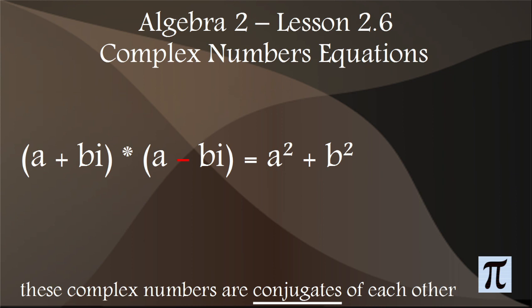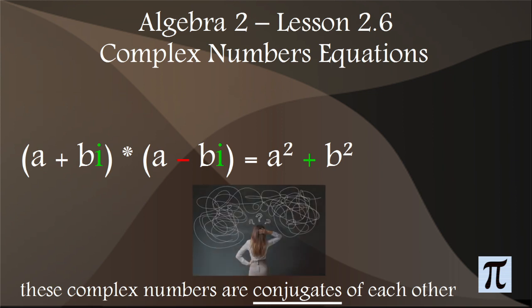This almost looks like a difference of squares from our old algebra days, but instead we have a sum of squares. That is because we have an imaginary term here. When this i gets multiplied by itself, we end up with i squared, which is negative 1. So the sign ends up getting flipped, and we end up with a sum of squares instead of a difference of squares. But what good does that do us?